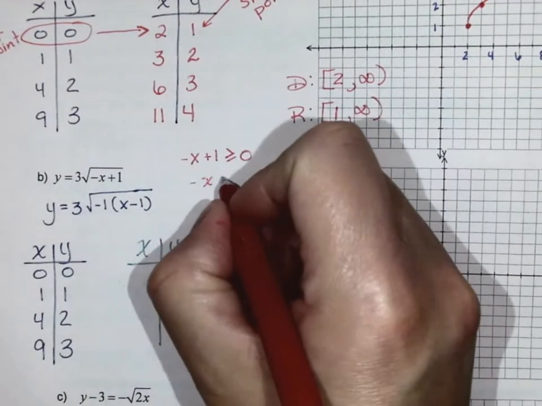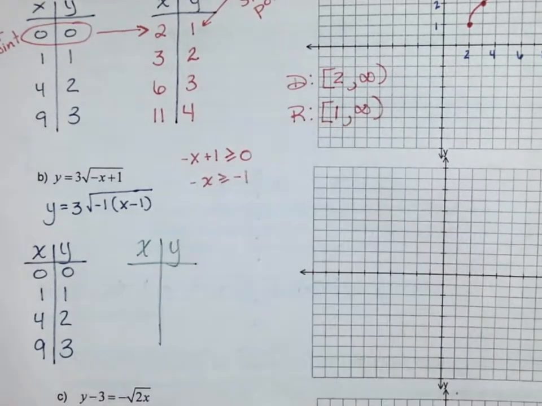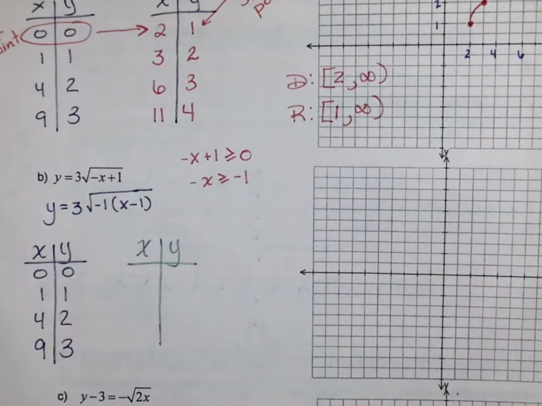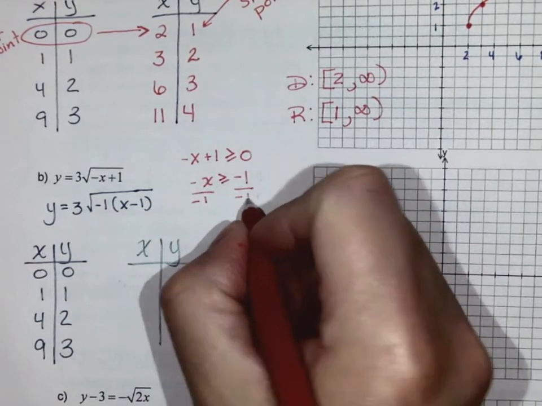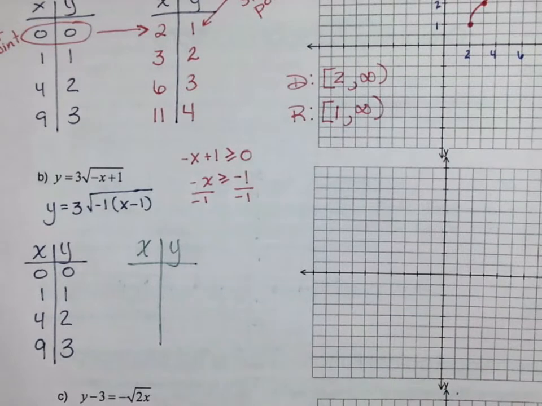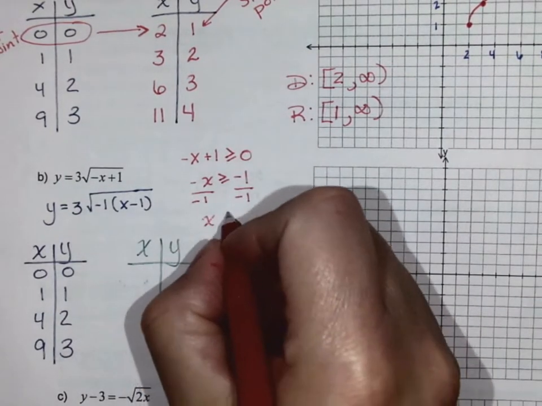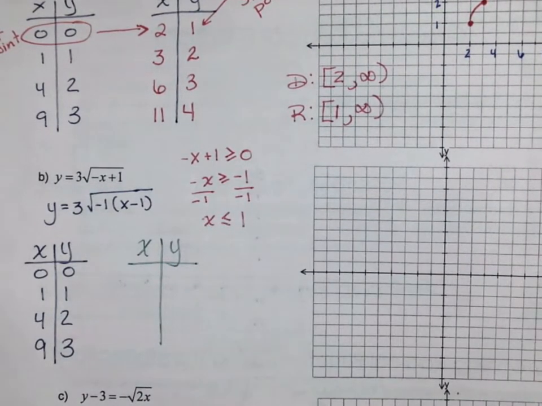So I'm going to have negative x is greater than or equal to -1. I don't want a negative x. What do I want? Positive. But weird things happen with inequalities. When you divide by a negative, it flips the sign. So x has to be less than or equal to 1 for it to work.